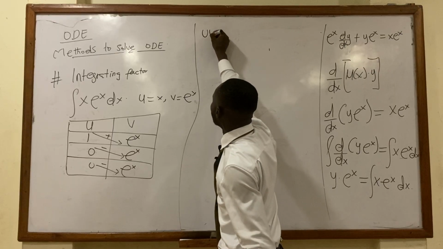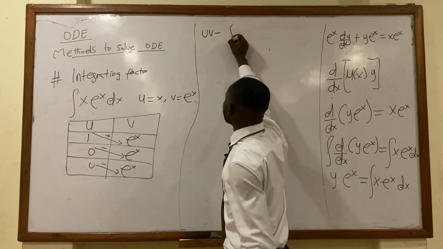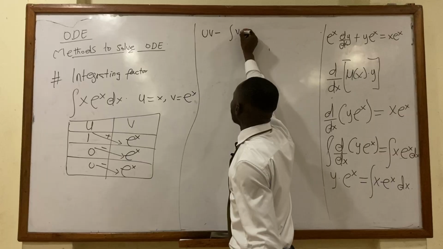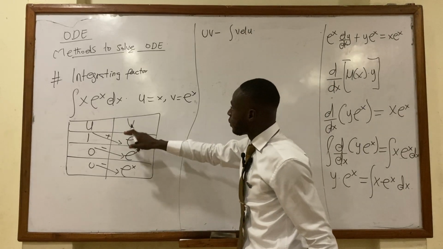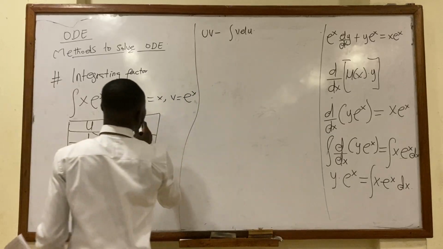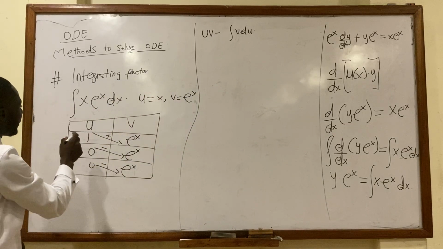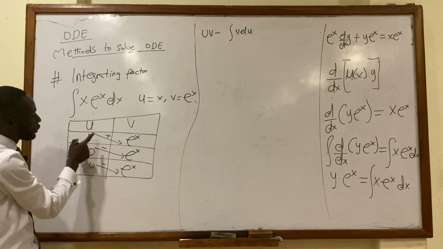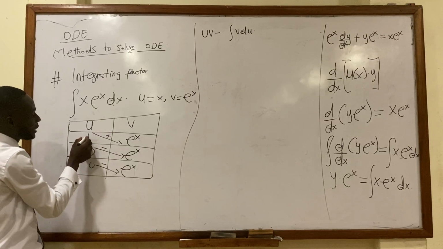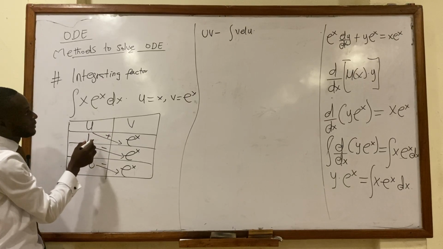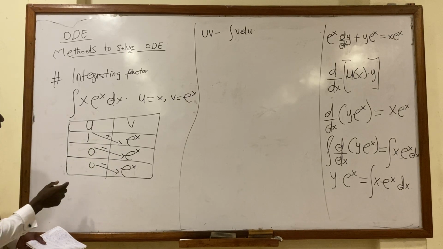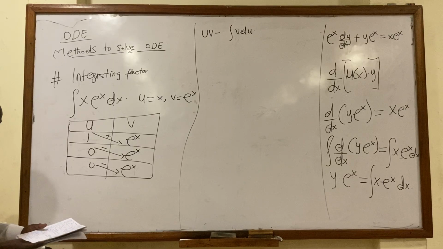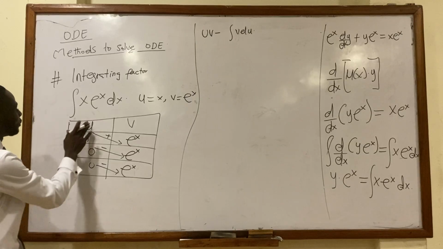So now, from here, we know uv minus the integral of v du, right? Now, that is the formula approach. But here, we know that uv, which is this times this, this times this, and that will be e power x. Are we okay with that?